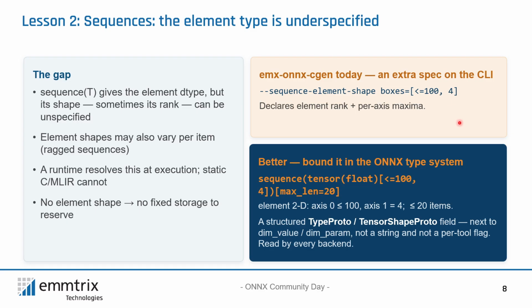That is what we do in the compiler, but it would be better if that would be part of the ONNX type system, so that we can directly define in the ONNX model these constraints: we have here a sequence of a float tensor, it has a maximum length, and it has 2 dimensions and the restrictions for that. And that could be directly represented in the ONNX graph with TypeProto or TensorShapeProto fields.